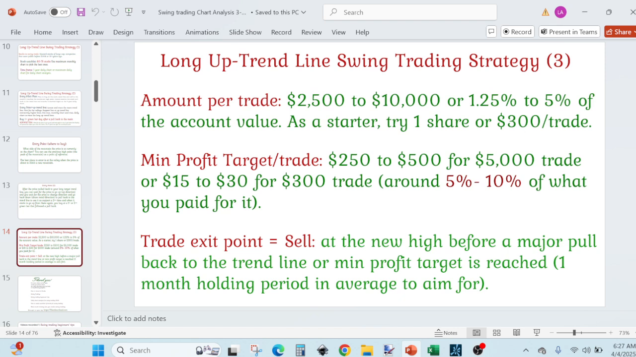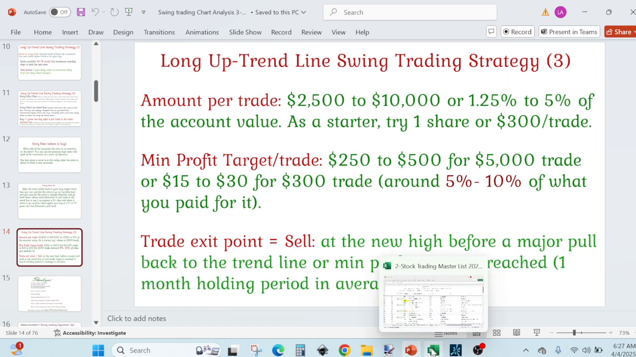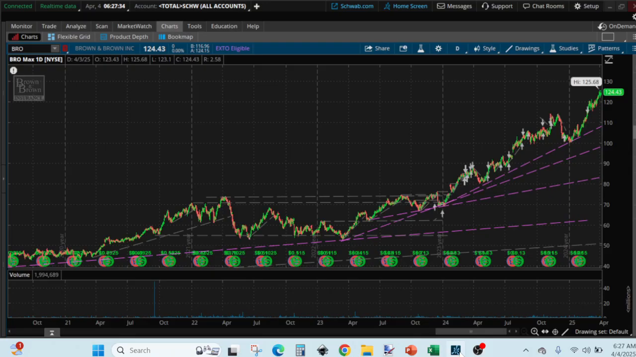With the long uptrend swing trading strategy, you buy at the lowest run, and then you just wait, with those large cap stocks, good for a beginner to swing trade with. You just wait to sell it at a new high. You'll make a profit, not a lot of profit, but a profit nonetheless.